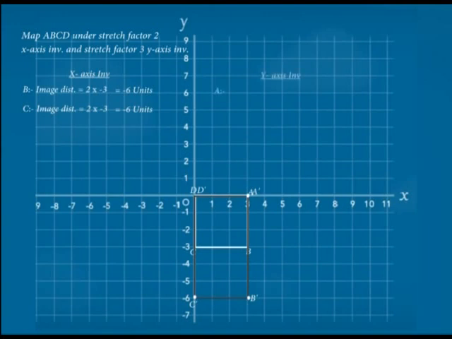Point A, object distance is 3 units. M is 3 in this case. Image distance, 3 times 3 is 9. So we move 9 units to the right.